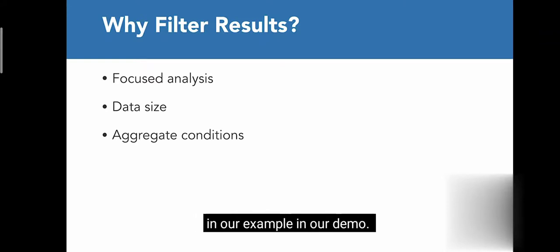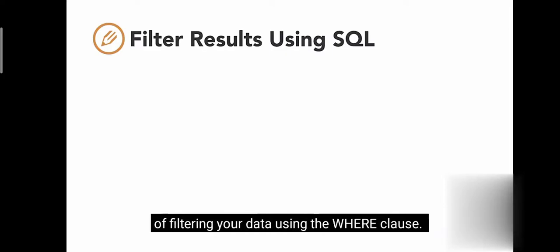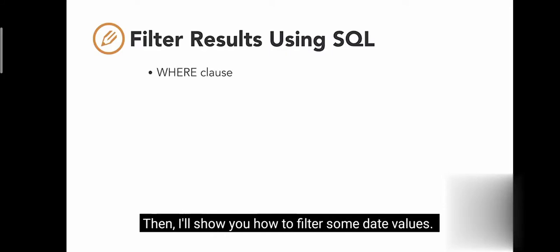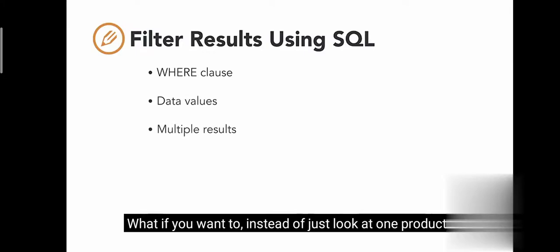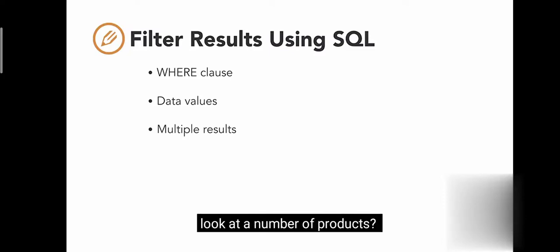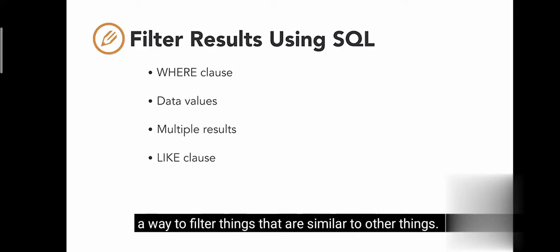We'll take a look at all of these in our example in our demo. We're going to start here by looking at the basic way of filtering your data using the where clause. Then I'll show you how to filter some date values. Then we'll get into filtering multiple results. What if you want to, instead of just look at one product, look at a number of products? And lastly, we'll look at the like condition, a way to filter things that are similar to other things.